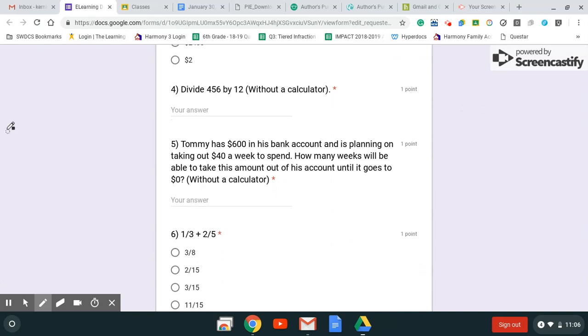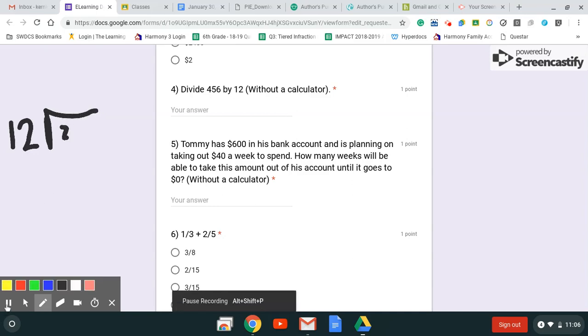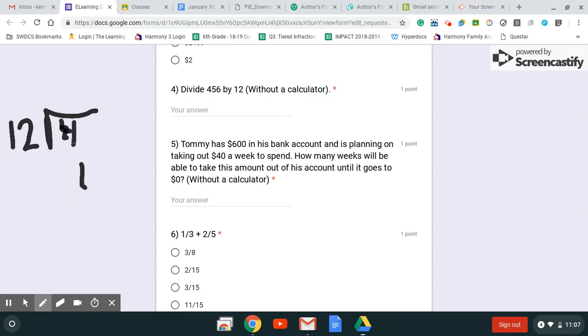So you're going to set up your problem. 12 divided by 456. So you have to ask yourself, how many times can 12 go into 45? And your answer is 3 times.